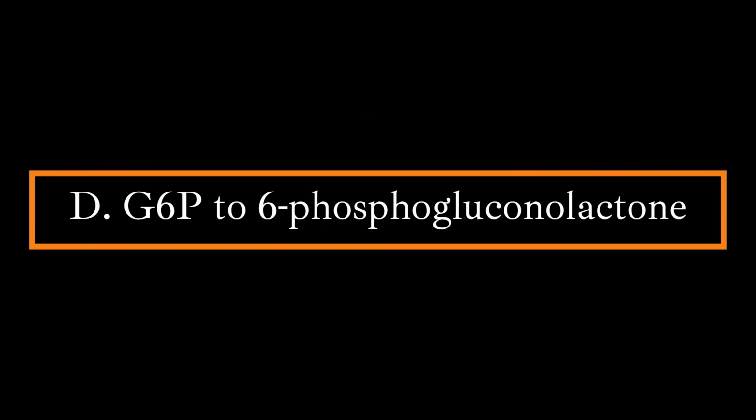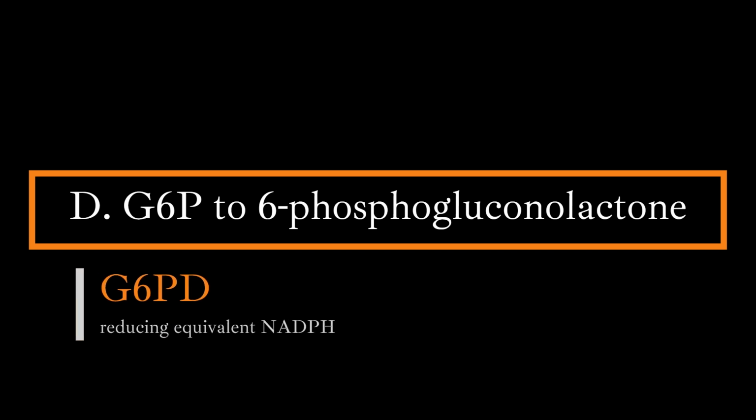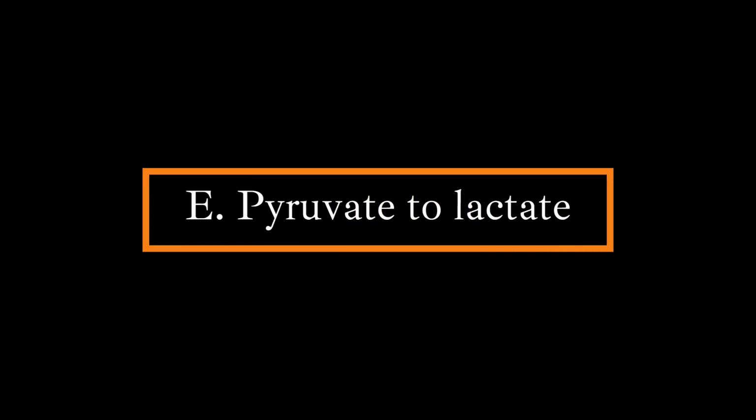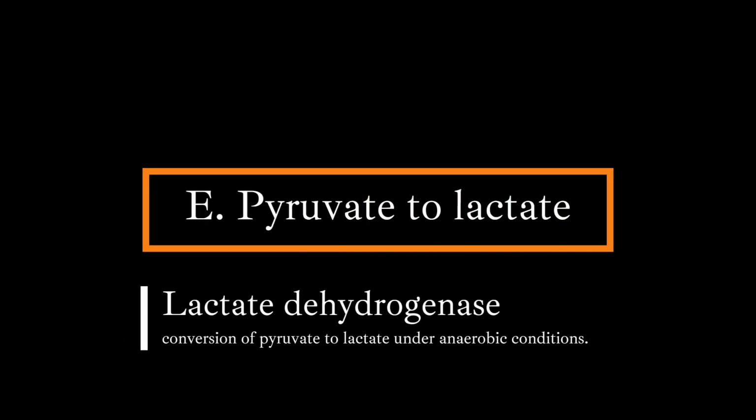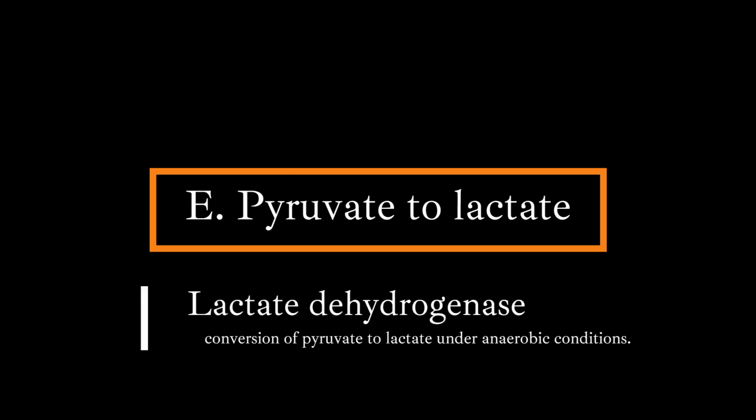Choice D is wrong because in the hexose monophosphate shunt, glucose 6-phosphate is converted to 6-phosphogluconolactone by the enzyme glucose 6-phosphate dehydrogenase, generating the reducing equivalent of NADPH. G6PD deficiency results in hemolytic anemia during times of increased oxidative stress. Choice E is wrong because lactate dehydrogenase catalyzes the conversion of pyruvate to lactate under anaerobic conditions. Excess lactate forms in hypoxic states, causing metabolic acidosis.